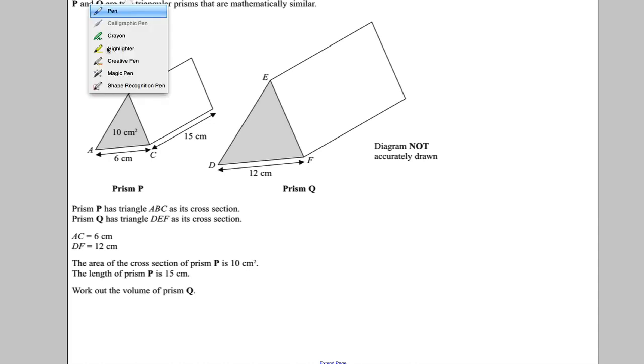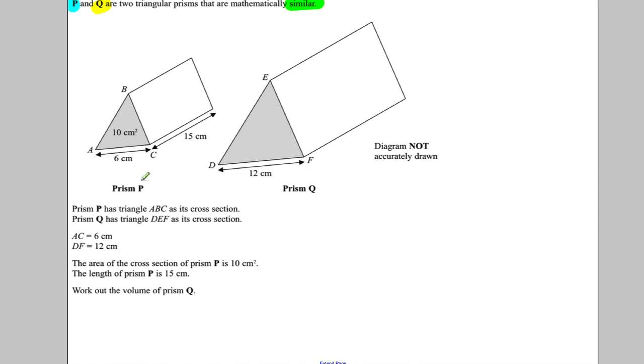Okay, it says shapes P and Q are two triangular prisms and they are mathematically similar. Here's all the information about P. P has a length of 6, an area of 10 centimeters squared, and a length back here of 15. Q has a length of 12. We don't know the area, but it tells us all the information that's on the picture here. But it asks us to work out the volume of prism Q.